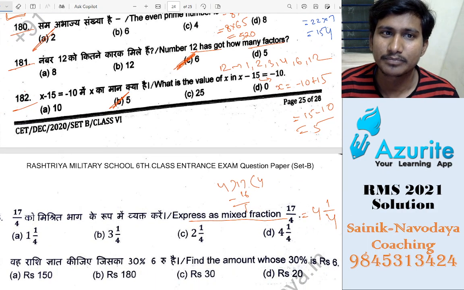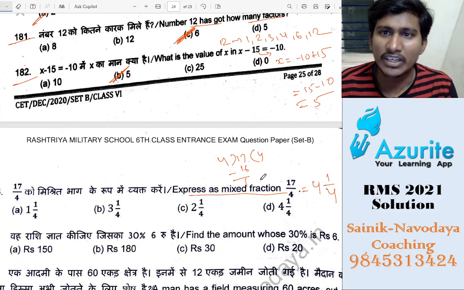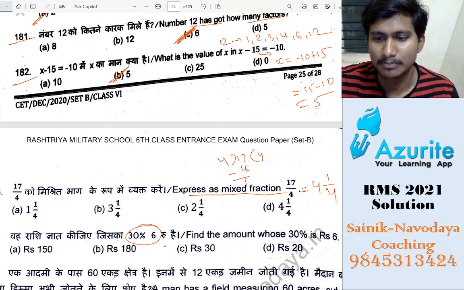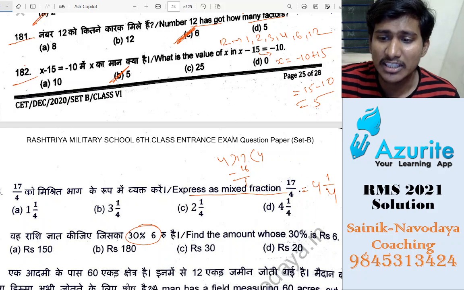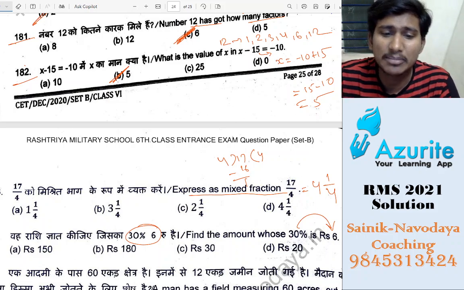Understood this? Nothing, sir. 180 is easy. Now next, 184. What is the answer? 30% of 6 rupees is how much? Find the amount whose 30% is 6. Whose 30% is 6 rupees? Whose 30% will be 6?